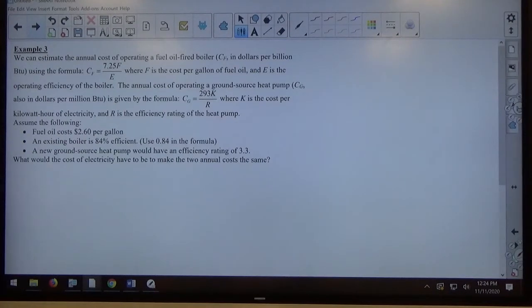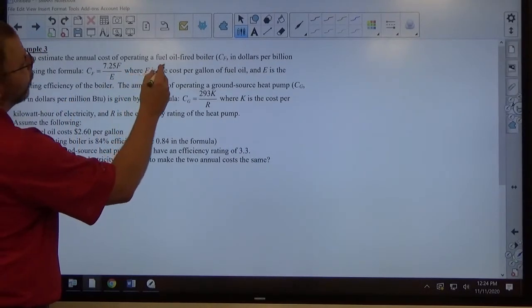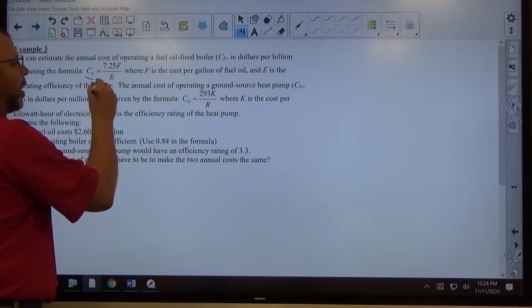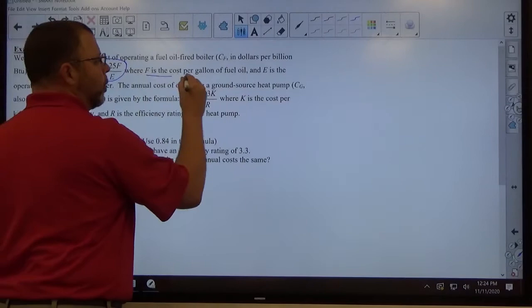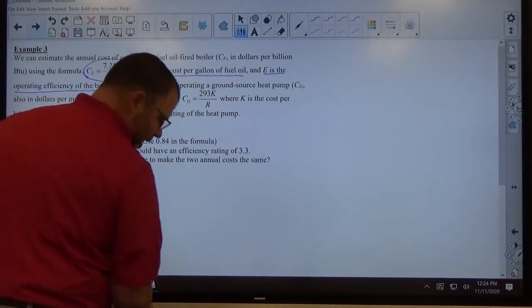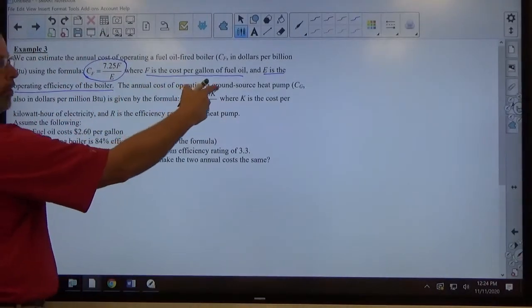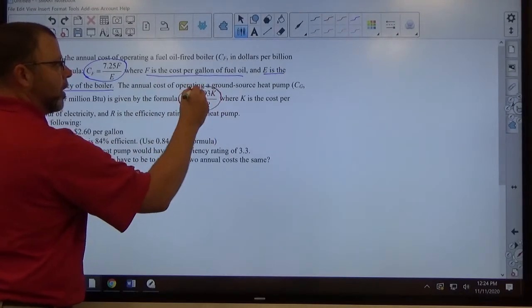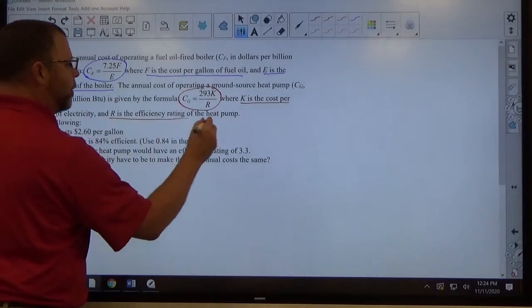Assume the following. Okay, so they've given us two different types of heating apparatuses. First one is a fuel oil fired boiler, and this is the cost function for that. The cost function has F in it, which is cost per gallon of fuel oil, and E is the efficiency of the boiler. And then the second function they've given us is the cost of a ground source heat pump. They're calling it C sub G. K is the cost per kilowatt hour, and R is the efficiency rating of the heat pump.